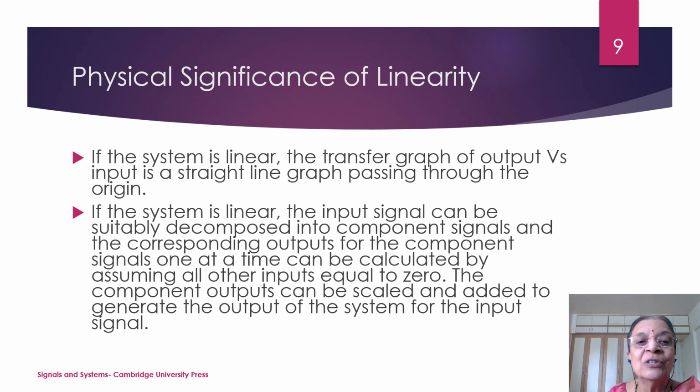Now what is the physical significance of this linearity property? If the system is linear, the transfer graph, that is the output versus input graph, will be a straight line and it will pass through the origin. If the system is linear, for any input signal, we can calculate the output by just decomposing the input signal into number of parts and then finding out the corresponding outputs and then adding up the two. So when I am calculating the output for x1, I will consider that x2 is 0. When I am calculating the output for x2, I will consider x1 is 0. And then I will superimpose the outputs. That is why it is called the superposition principle, superposition property.